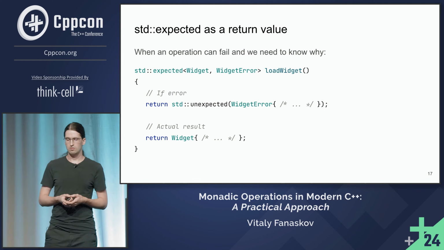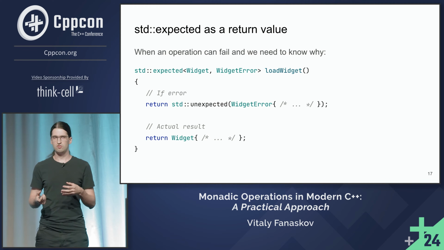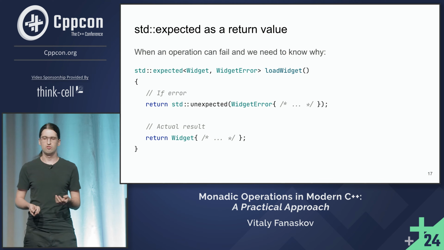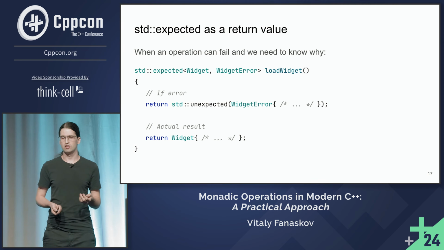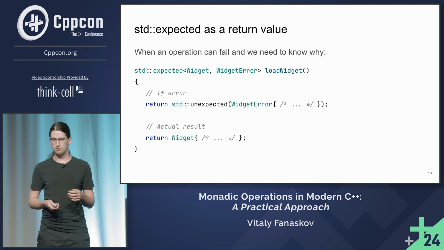When do we use it? We use it when an operation can fail, and we potentially want to know why. For instance, here we have a function for loading a widget. We have std::expected of the widget itself, some control structure or handle, and the error, why it can fail. So if it's an error, we return std::unexpected of the error. We have to wrap it. And if we want to return an actual result, we just return it, and expected will be constructed from it. So it works exactly this way.